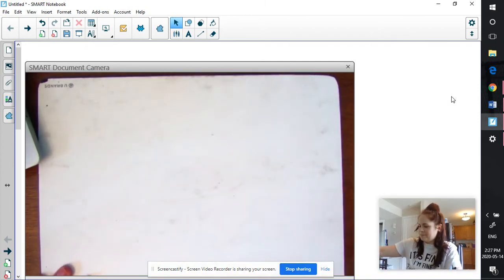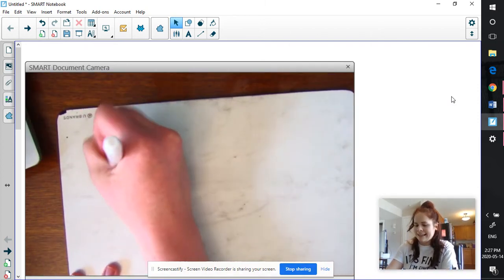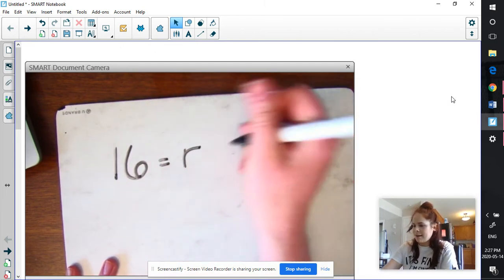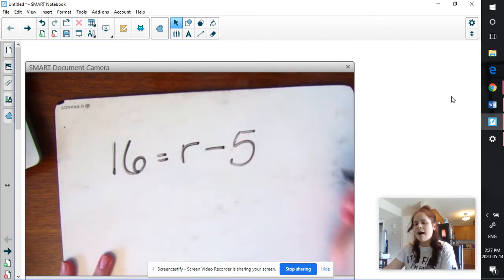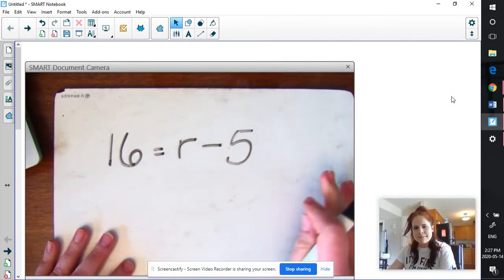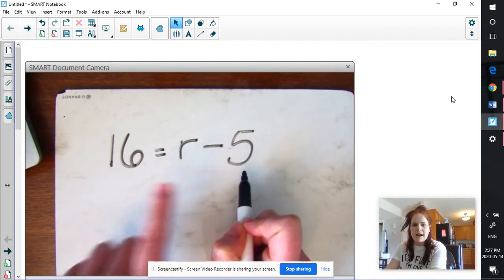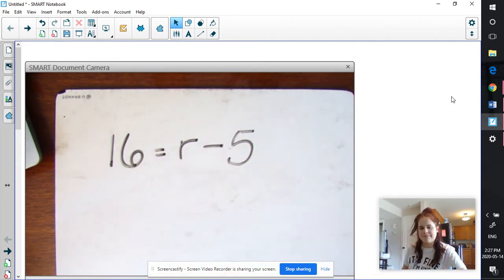Let's do another one. Let's say that 16 equals r minus 5. What this means is that whatever the value of r is, if I take away 5, I'm going to end up with 16. This one's a little trickier to do in your head. Some of you extra smart cookies have already figured it out, and that is awesome. High five. If you haven't figured it out already, you are still a smart cookie. I'm going to show you a trick, though.